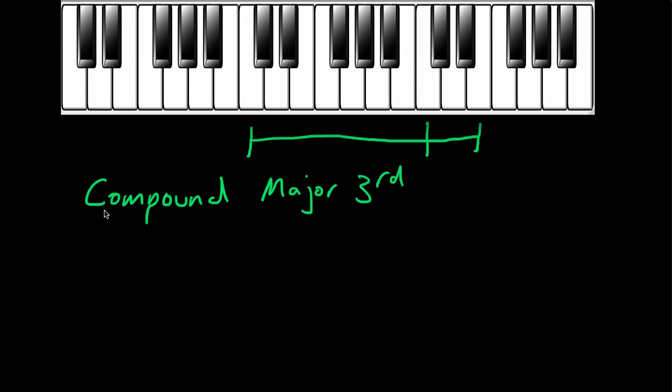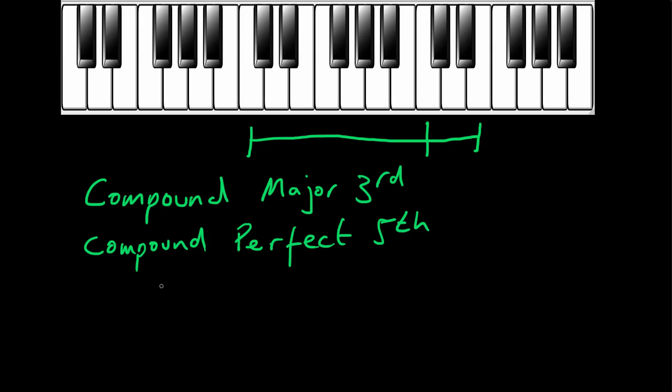So when we see a compound perfect fifth, let's say, that's telling us that the interval that we're dealing with is an octave. So, oops, that's not a very good arrow, let's try that again. It's an octave plus a perfect fifth. So it's going to be quite a big gap from the bottom note to the top note.